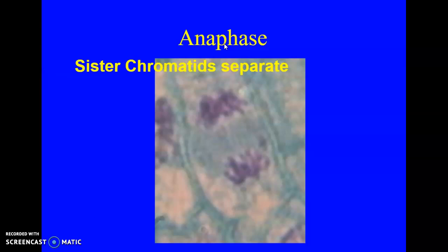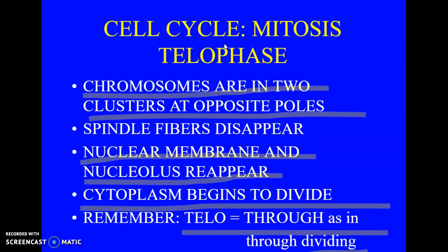And the last one, telophase. So now the chromosomes are in two clusters at the opposite poles. The nuclear membrane and nucleolus reappear, so the dance is over. We got to get things back in order. The cytoplasm is going to start to divide. And remember, telo equals through is what it actually means. But I always say, tell them we're done. So you know telophase is at the end.